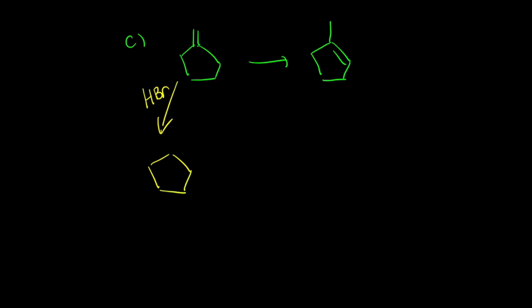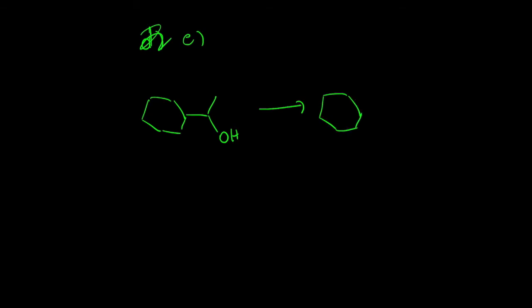Now remember, Markovnikov's rule states that the rich get richer, and so we want to stick the bromine on the more substituted carbon. And then we want to make that double bond switch to a more substituted position. That's the Zaitsev rule, so sodium ethoxide would be good for that. Okay.